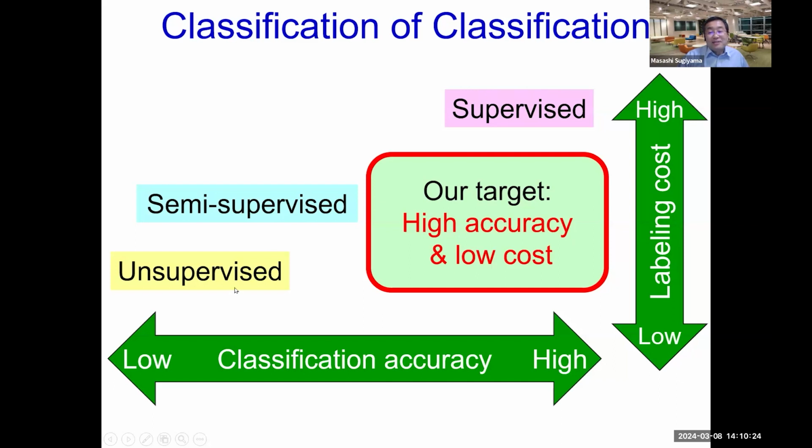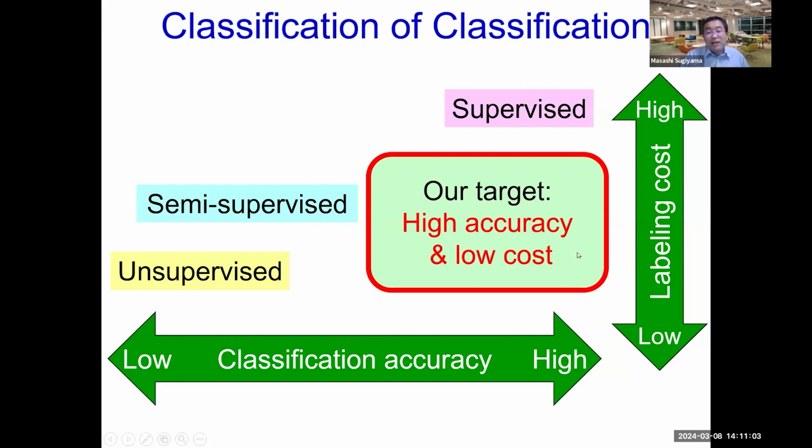Then unsupervised learning doesn't contain any labels, so the labeling cost is basically 0, the lowest. But the classification accuracy is not really reliable, since it depends on cluster structures. So unsupervised learning is located on the bottom left corner of this figure. The last one is semi-supervised classification. Its labeling cost is slightly higher than unsupervised learning and much lower than supervised learning, so it is located somewhere here. But again, the classification accuracy is not necessarily reliable, so it is still located on the left half of the figure.